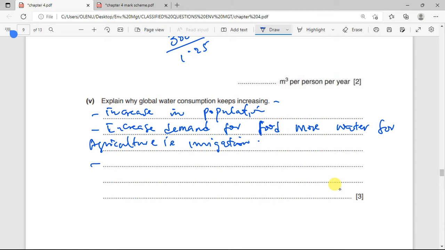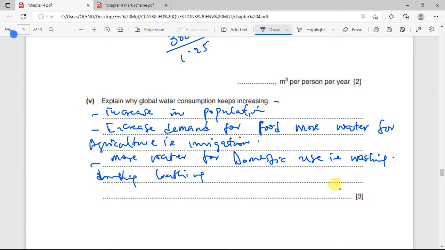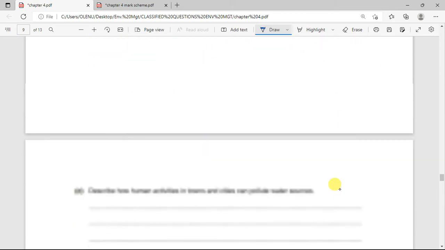Now more water for domestic use, i.e. washing and bathing, washing, drinking, and to bathe. Then more water will be used for industries, used in industries. All this will give you a full mark.